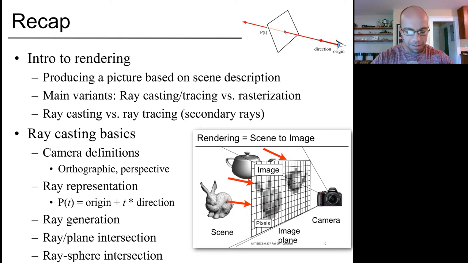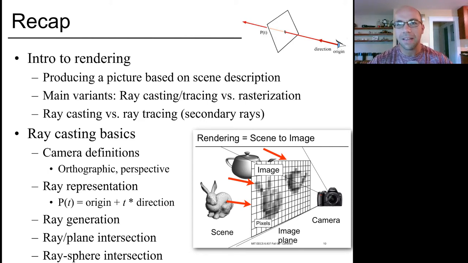Let's begin with a quick recap of our previous lecture. Essentially, in our last lecture, we gave a quick introduction to rendering really broadly. Rendering is a term that refers to producing a picture or an image based on a scene description. There are many different variants of rendering algorithms, but the two main universes worth being aware of are ray casting or ray tracing, where remember the distinction is whether or not you generate secondary rays, and rasterization, which is more like drawing or painting rather than simulating light as it bounces around a scene.